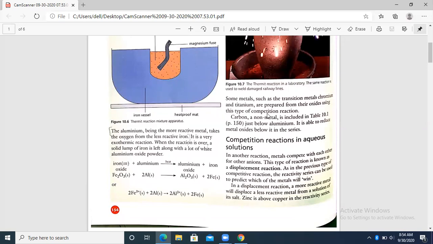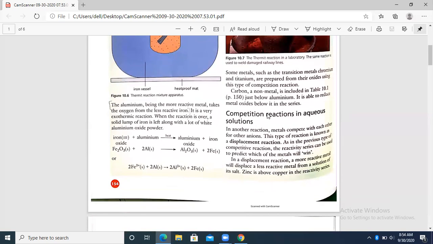Here you want to understand a pair we will take: which is the more reactive, that will win, that will get the oxygen. Then secondly, we want to study competitive reactions in aqueous solution. First we discuss the solid state. Secondly, we want to understand the case of an aqueous solution.